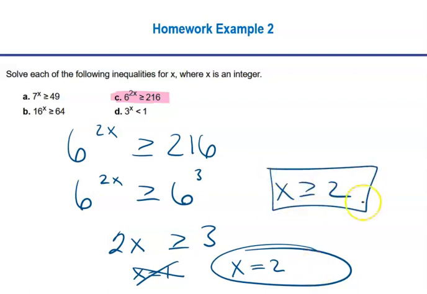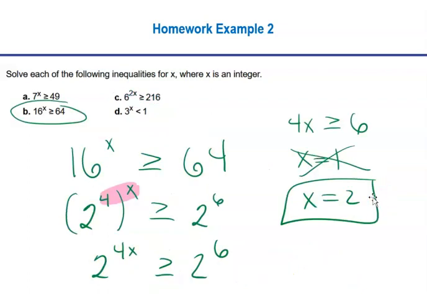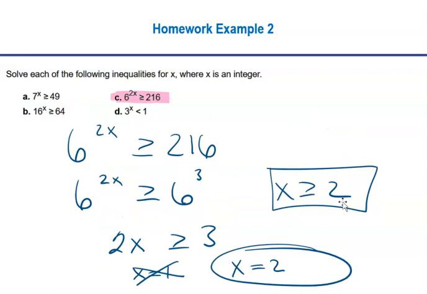Okay, not equal to 2, but greater than or equal to 2. Just like the last one, I put if x were equal to 2. But again, I should have put if x were greater than or equal to 2. So 2 and bigger will work. Again, 2 and bigger will work here.